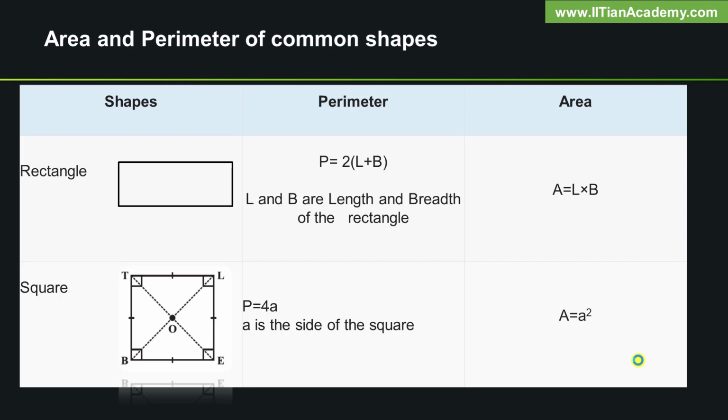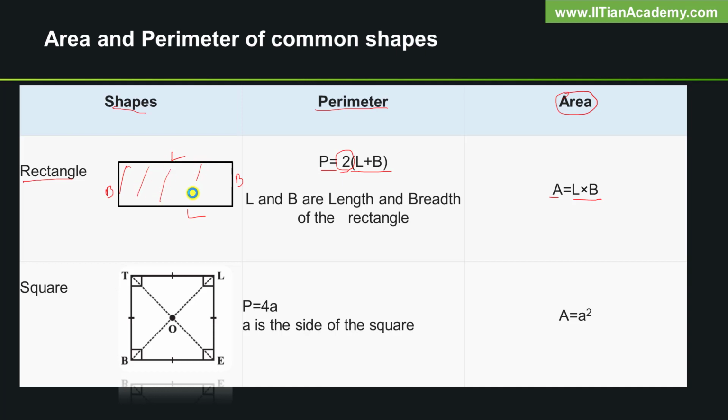Let us recapture various common shapes and formulas to calculate perimeter and area. Let us start with rectangle. Perimeter of rectangle is 2 into length plus breadth. That means you add up length and breadth and multiply by 2. As you can see, in a rectangle, there are 2 lengths and 2 breadths, and area is length into breadth.